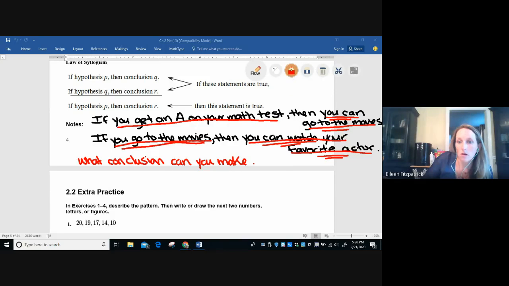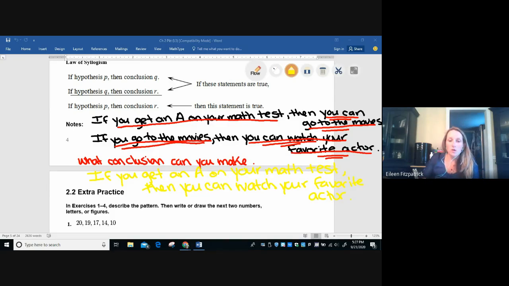So what conclusion can you make? Well, based on the law of syllogism, you're allowed to say, if you get an A on your math test, then you can watch your favorite actor.